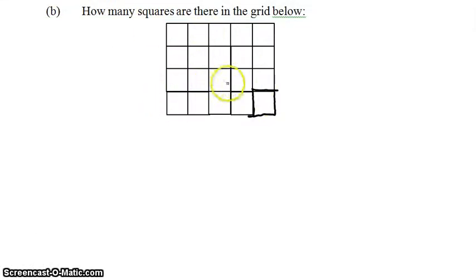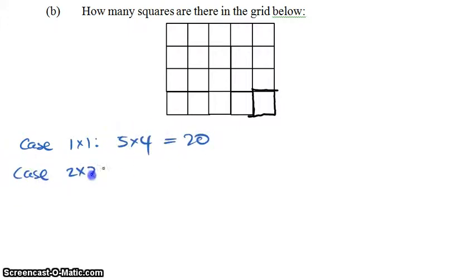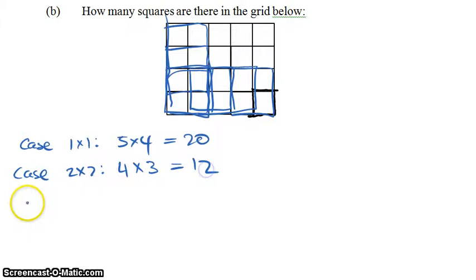Well, again, I can count off the number of 1 by 1s. So the case of 1 by 1, there will be 1, 2, 3, 4, 5 across, 4 up, so it's 5 by 4. What about 2 by 2s? Well, as before, I could have 1 here, 2, 3, 4 across, and 1, 2, 3 up. So this would be 4 by 3, 12 of them.